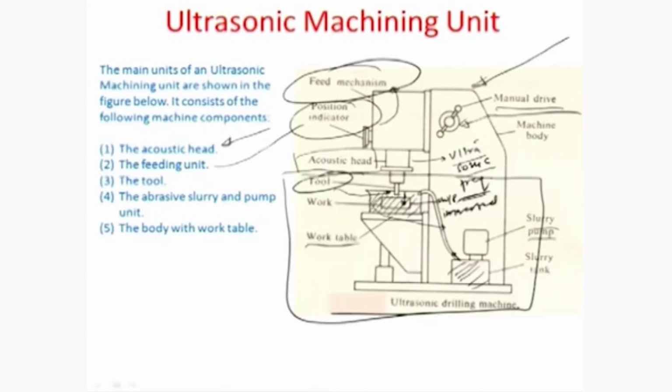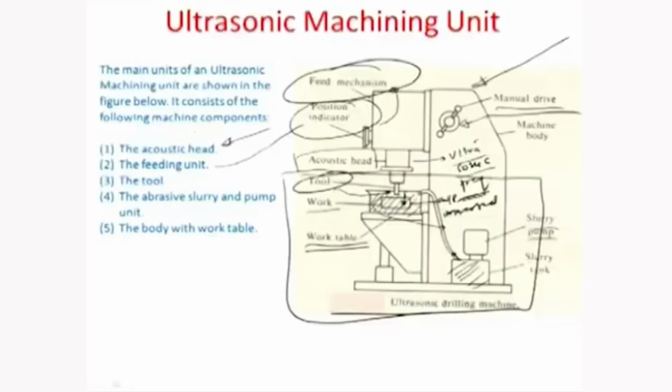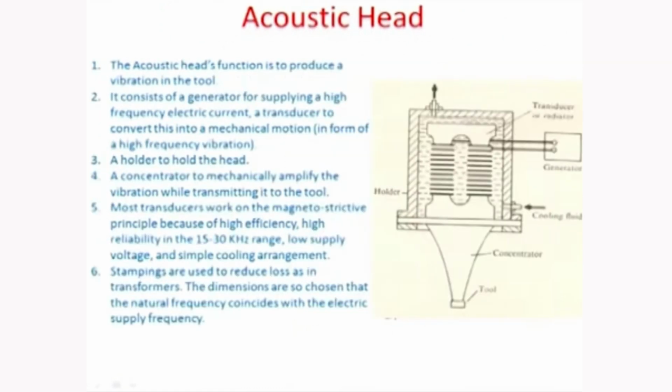And this work table is a very heavy work table where you can have an XYZ positioning or alignment mechanism for facing the different zones of the workpiece with respect to the tool. So you have in principle the following units: the acoustic head, the feeding unit, the tool, the abrasive slurry and pumping unit, and the body with the work table. So that is all that goes into an ultrasonic machining system. So we look at individual components now.